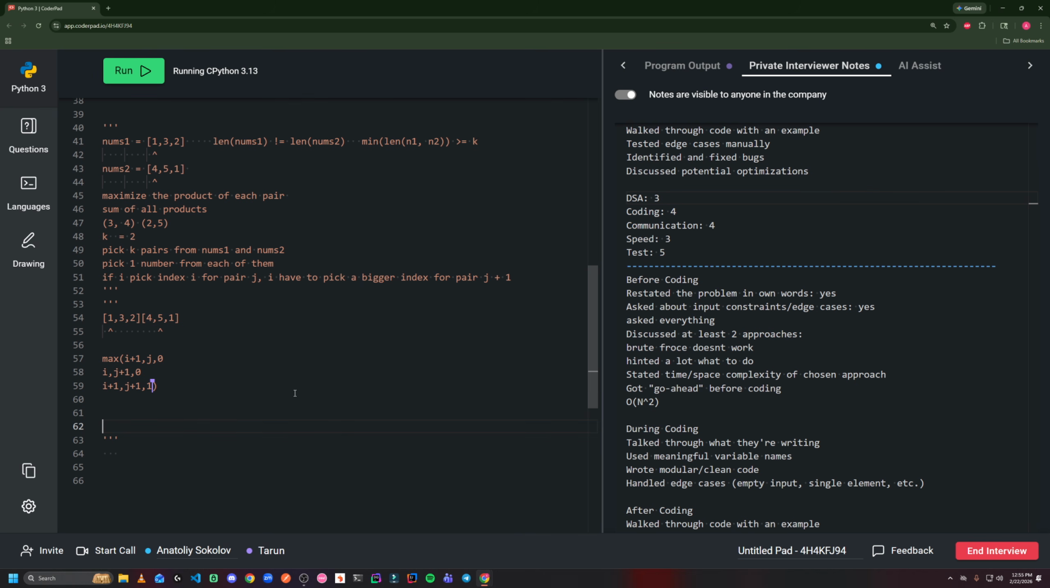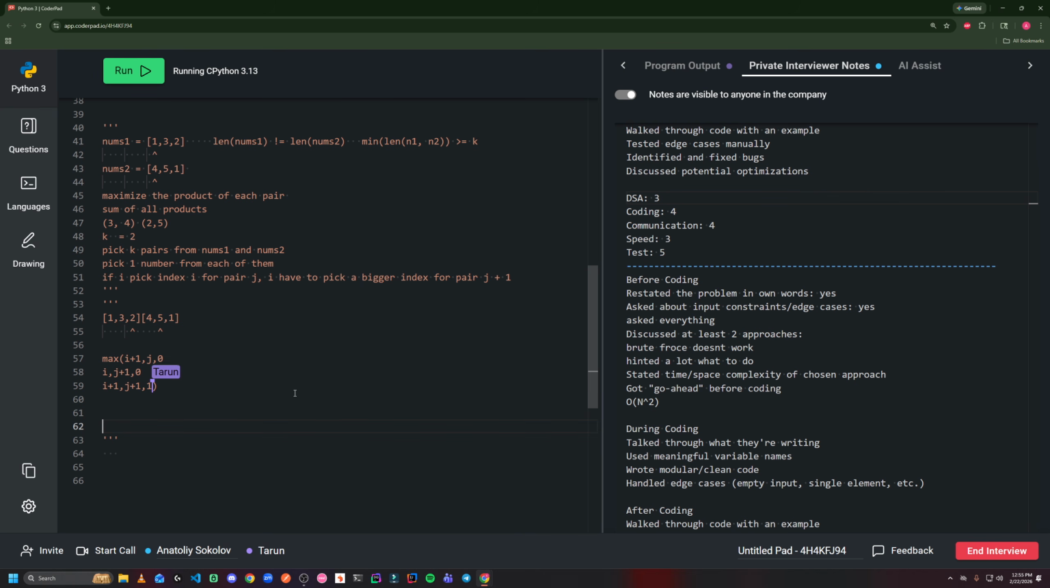If it is 1, I'm thinking, if I consider 3 and 4, that's the case. Okay, I got one pair. Now I'm going for 2 and 5. So here, with 2 and 5, what are the three options? I can skip the 2, or I can skip the 5, or I can consider this pair 2 and 5.